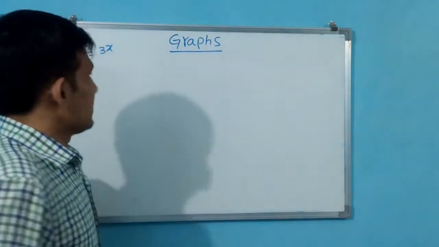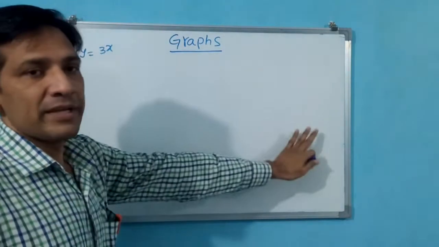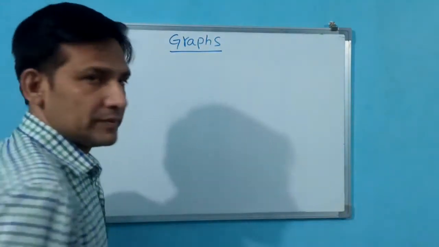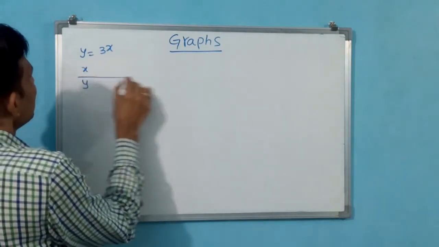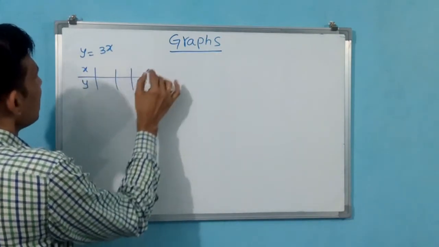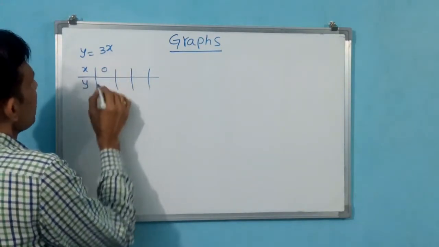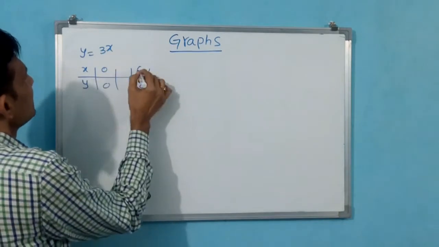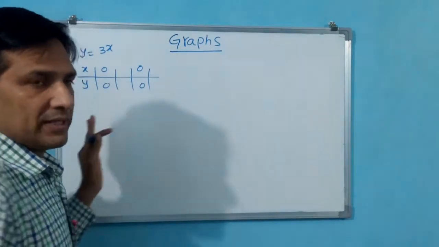Okay. If such values have come in your equation, before plotting the graph, you make one table, x and y. When x is equal to 0, y is equal to 0. When y is equal to 0, x is also 0. These two values first of all you have to make.